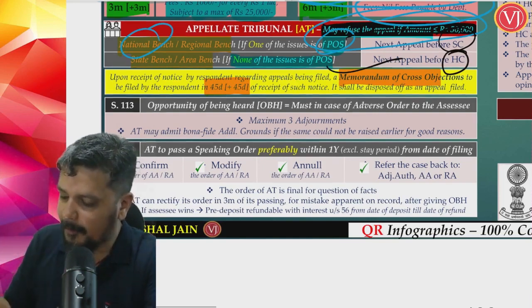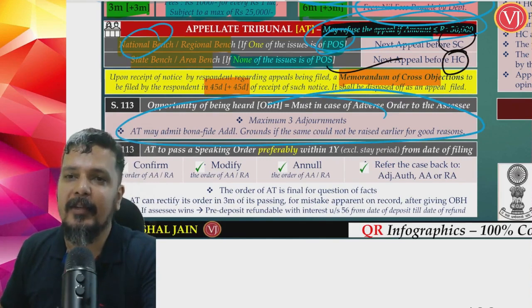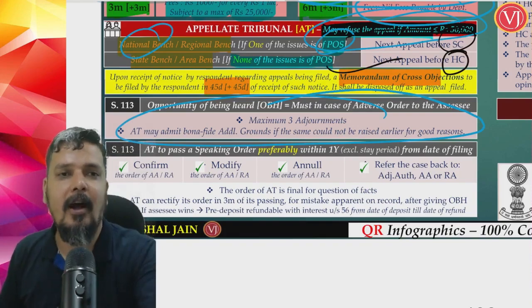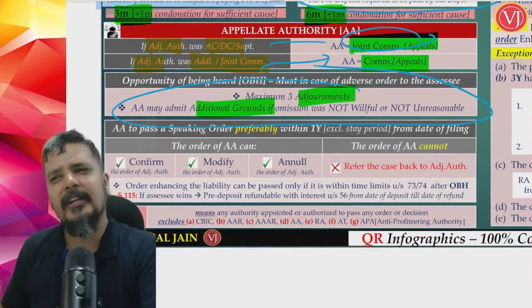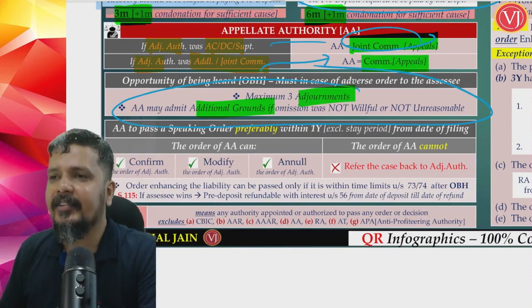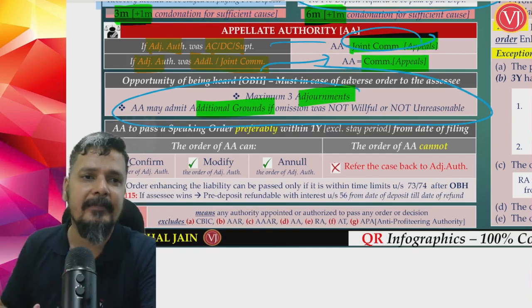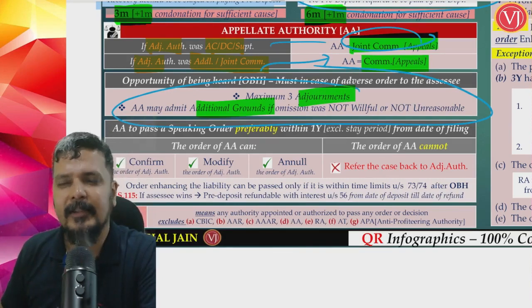Now certain common points. There can be adjournments given both in first appeals and second appeals, maximum 3 adjournments to each of the parties. And if there is a bona fide reason, additional grounds can be admitted. Those grounds which were not heard at the lower level can be taken up. Additional grounds may be admitted if it is a genuine case. The ground which was not addressed at the lower level can be taken up directly by the appellate authority or even by the appellate tribunal. These are all common points.